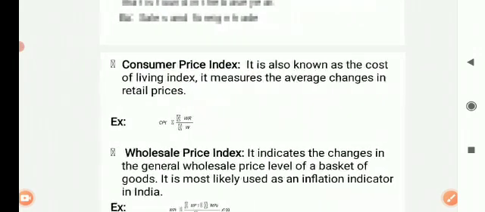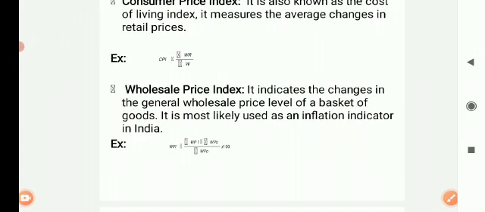Okay, hope you understood, my dear students. Now look at the next one, that is wholesale price index.